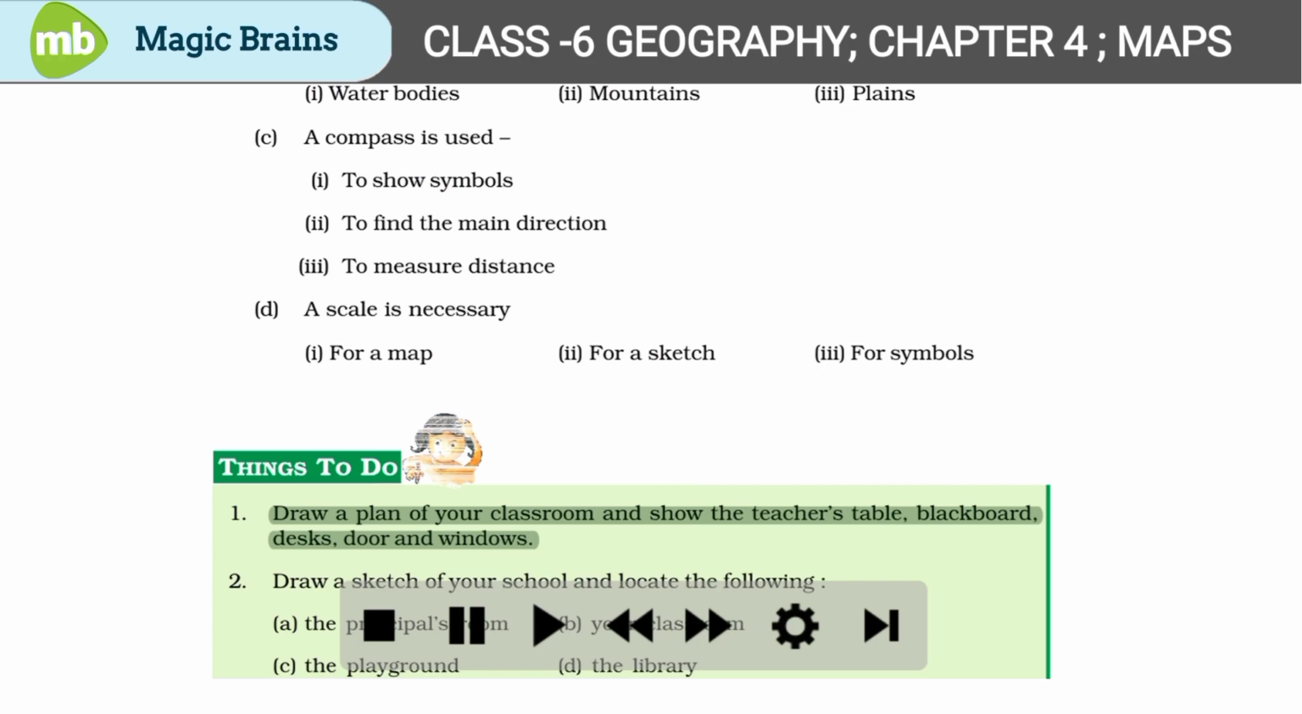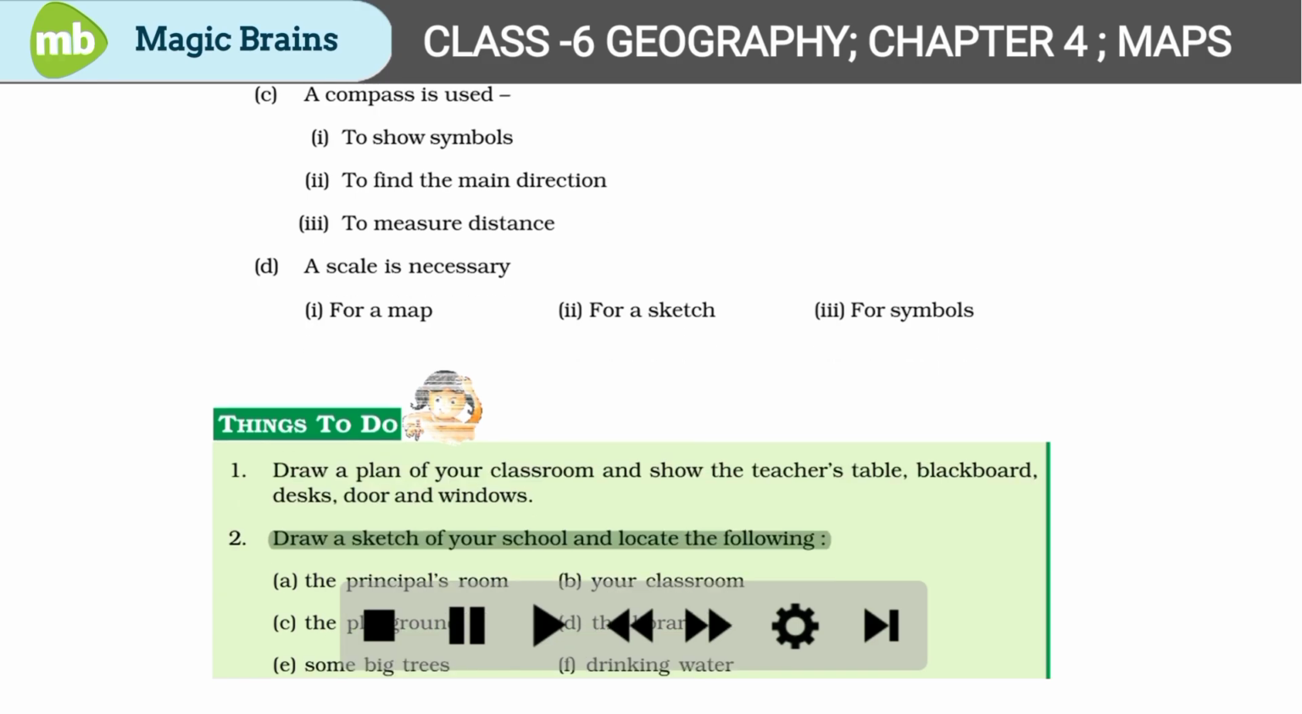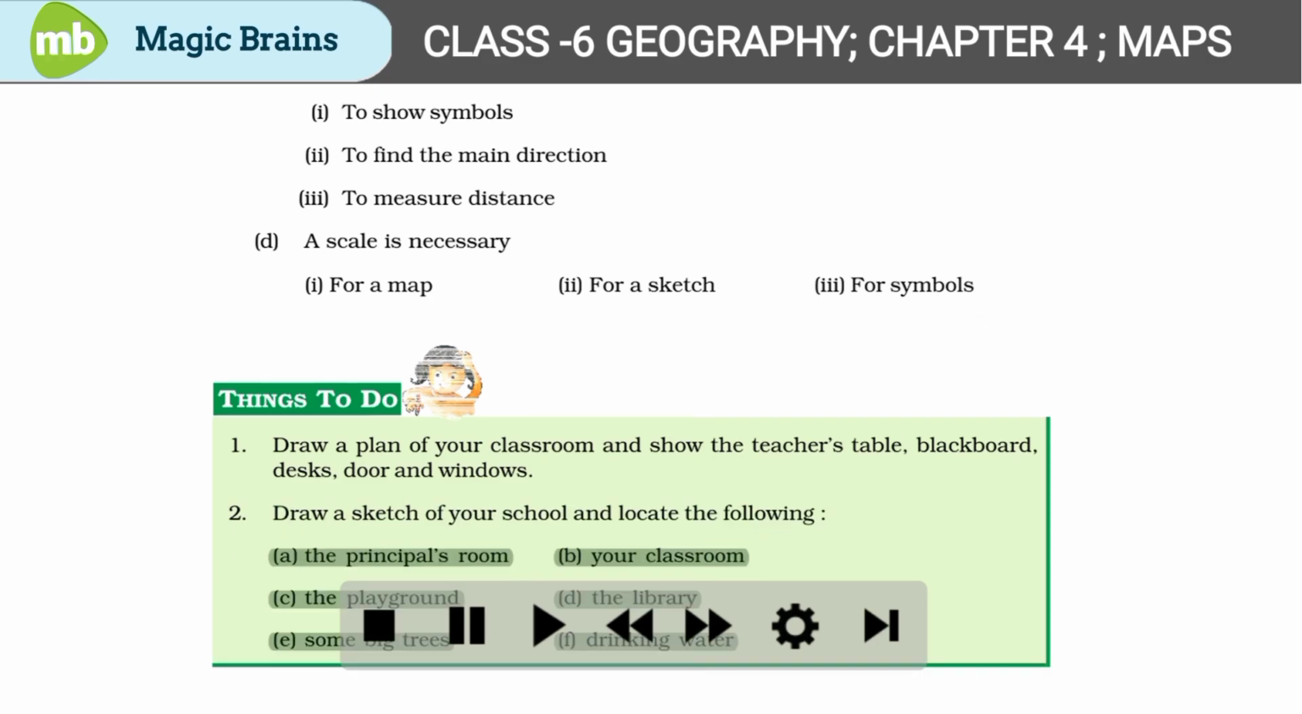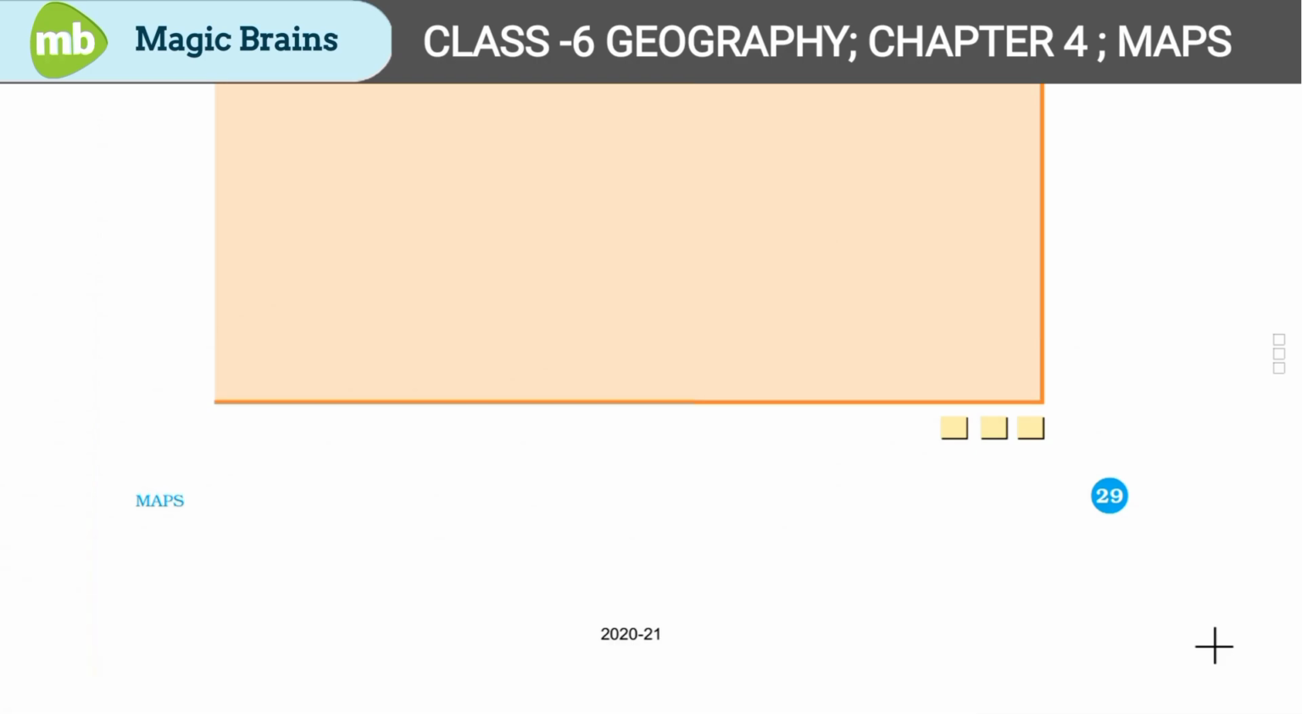Things to do. 1. Draw a plan of your classroom and show the teacher's table, blackboard, desks, door, and windows. 2. Draw a sketch of your school and locate the following. A. The principal's room. B. Your classroom. C. The playground. D. The library. E. Some big trees. F. Drinking water. Page number 29.